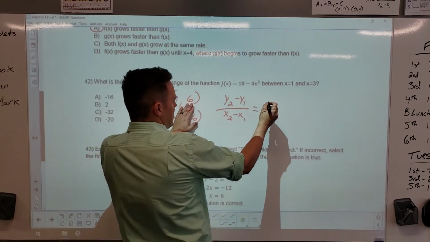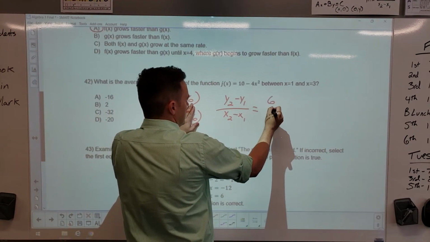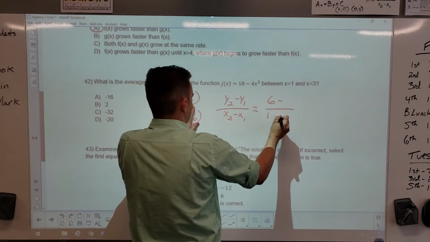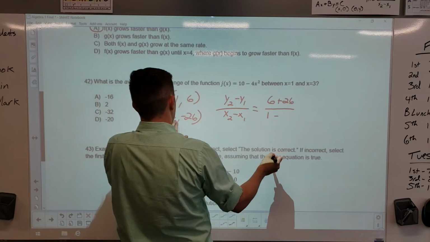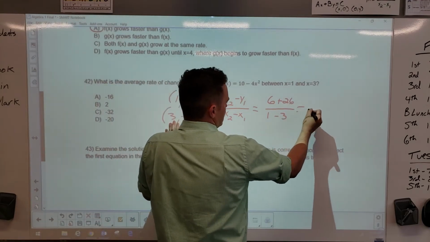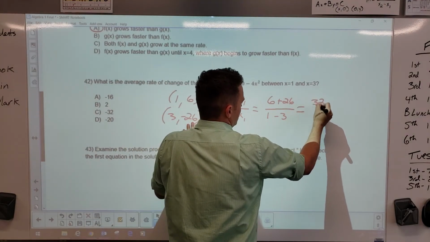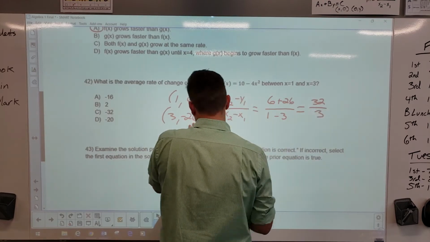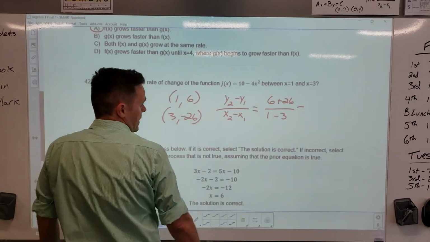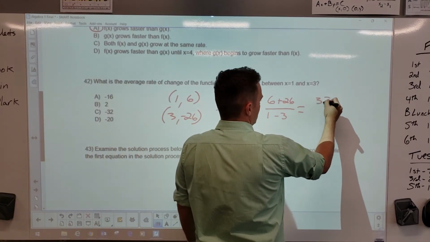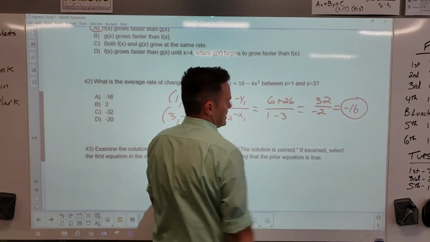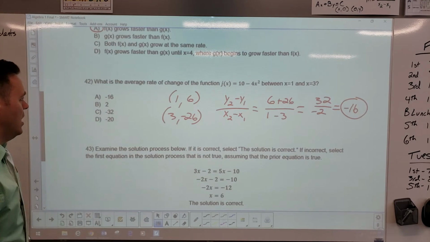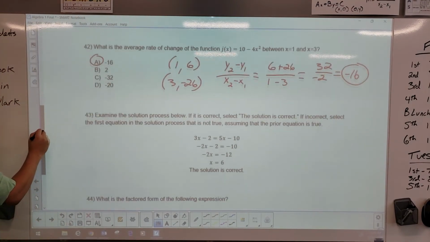So my first one, I'm going to do the first point here as 6 and 1 minus minus. It's a negative 26, so that changes this to a positive 3. So this is going to be 32 over, oops, not 3. It's going to be 32 over negative 2, which is a negative 16. All right? So the answer is A.